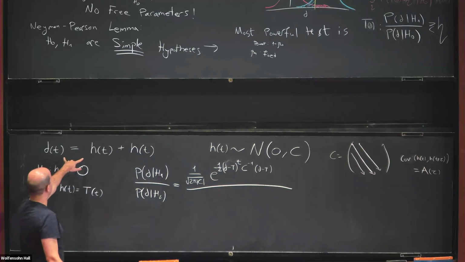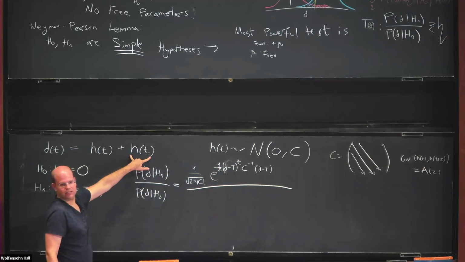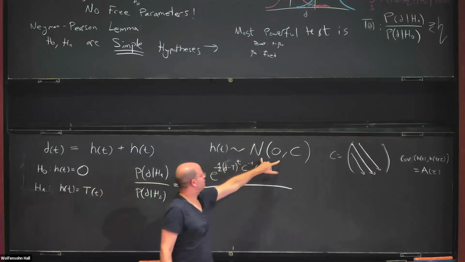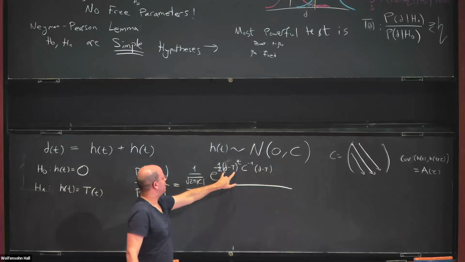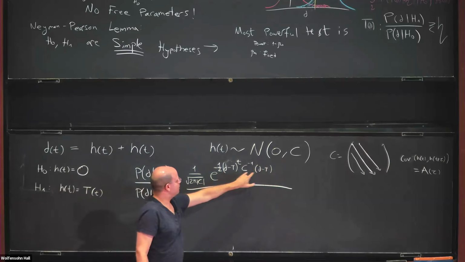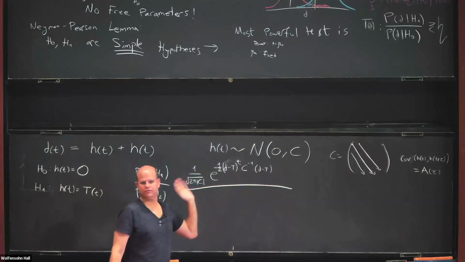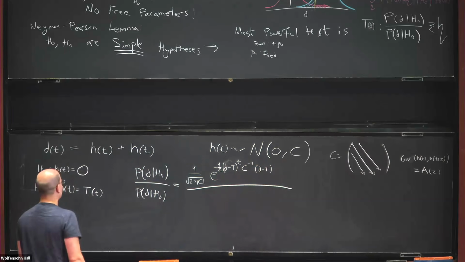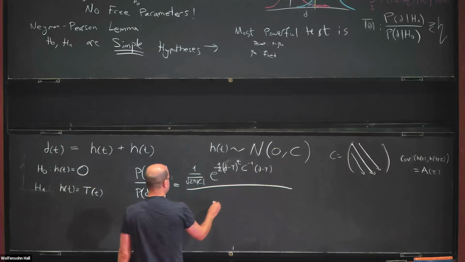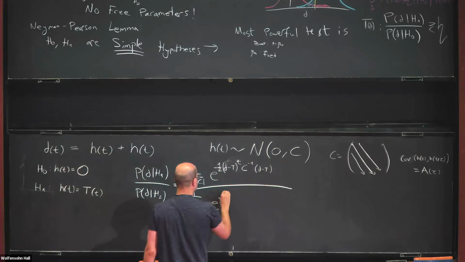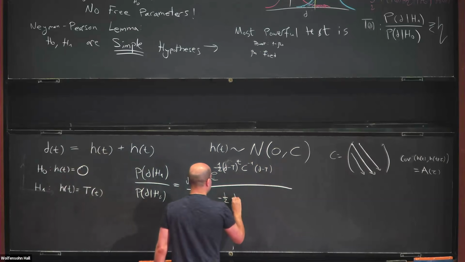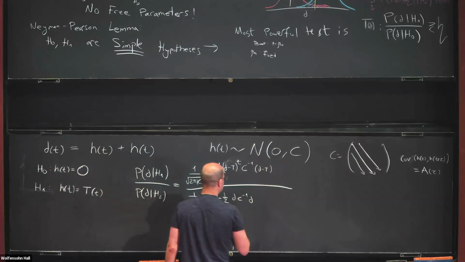Let's look at this equation. If I subtract T, then I'll remain with n(t). And for n(t), it is written exactly what the probability distribution is. So this is n(t) transpose C minus 1 n(t), which is the likelihood of n(t). The probability of D given H0 is just 1 over square root of 2 pi C, whatever, e to the minus half D transpose C minus 1 D.